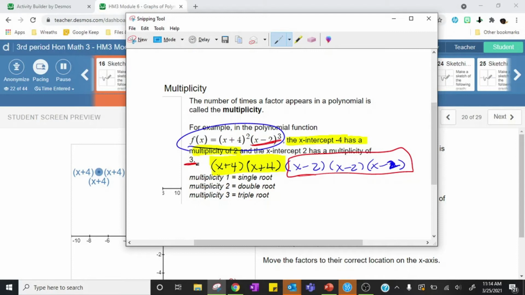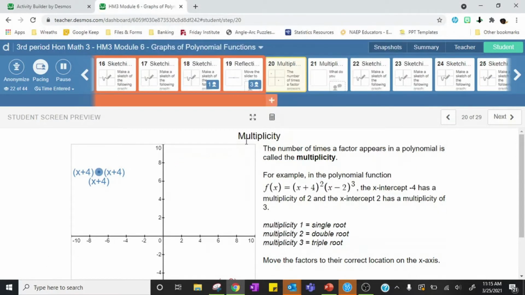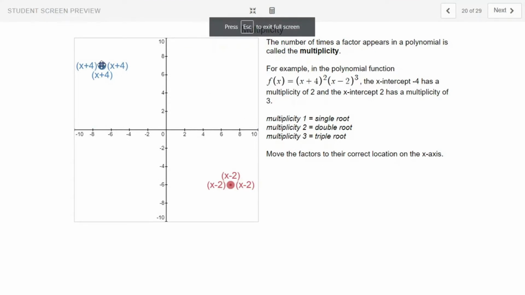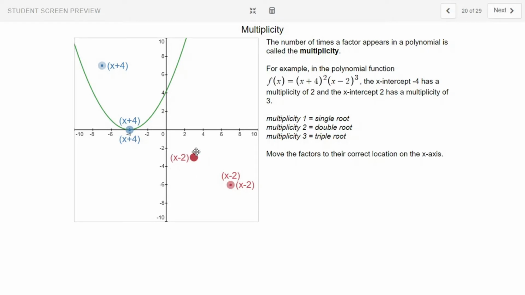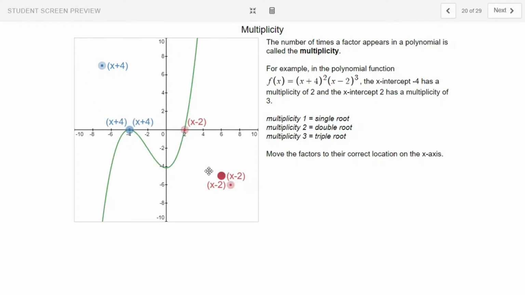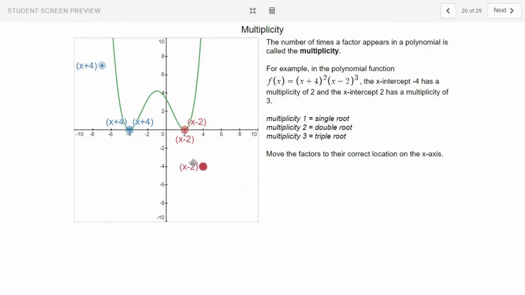So now I want to talk about what these look like, okay? So a multiplicity of 2, which is the x plus 4, just means it appears twice. And let's see what that looks like when it appears twice. So it goes here to x plus 4 goes to negative 4, and then here. Okay, so it looks like the double root bounces off of the x-axis. It doesn't cross through it, it just touches it and bounces. Okay, let's see what the triple root does. The factor that appeared 3 times. 1, 2, 3. There we go.